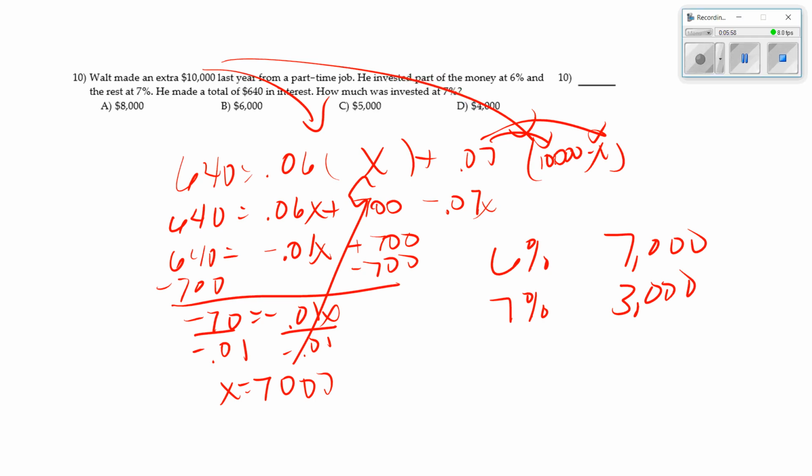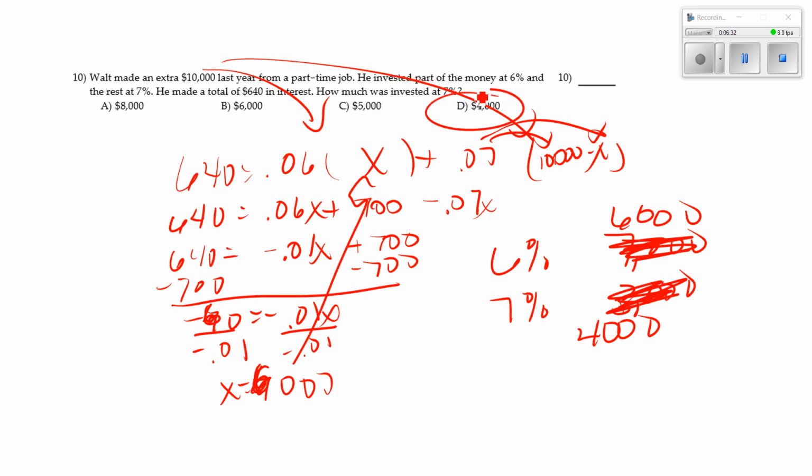Found my mistake. What's 640 minus 700, Miss Beeson? Not negative 70, negative 60. How about that? Divided by 0.01, which makes this one 6,000. So at 6%, it's 6,000, which is an answer up there, but not the answer that I want because I need to have how much was invested at 7%. So 6% is 6,000, and then 7% is 10,000 minus x. So 10,000 minus x will be 4,000 at 7%. So that's going to be my answer. At 7%, that's what they want to know, it's 4,000.